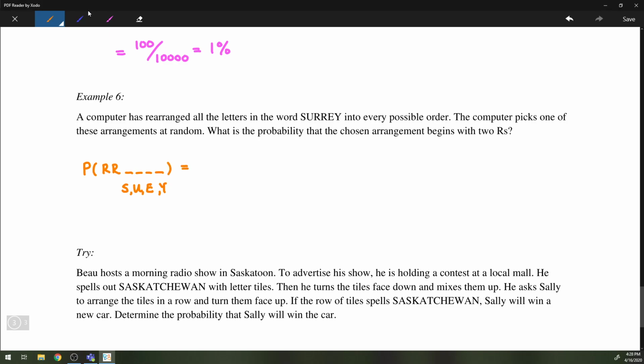Now, there's only one way to write RR, so that's 1. If we can have any arrangement of S, U, E, and Y, that would be 4 factorial arrangements. You have 4 different letters for the first spot, 3 for the second spot, 2 for the third spot, and finally 1 for the last spot. So that's 4 factorial, of course. And we're going to divide by the number of possible outcomes in the sample space. There are 6 letters in Surrey and 2 R's. So if you think about permutations of repeated objects, we will take the total and then divide by the 2 R's repeating.